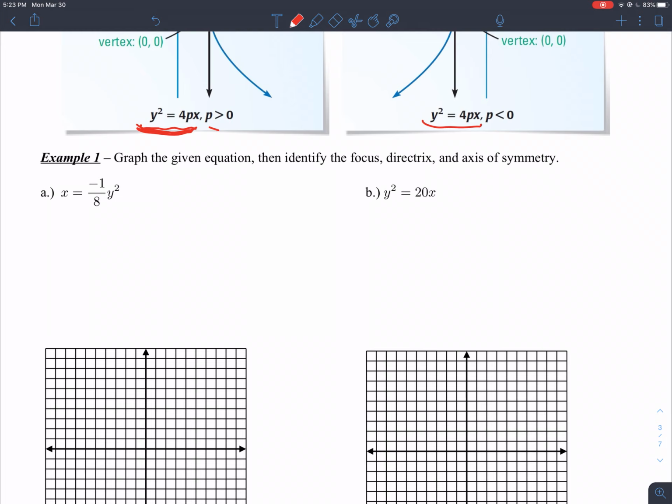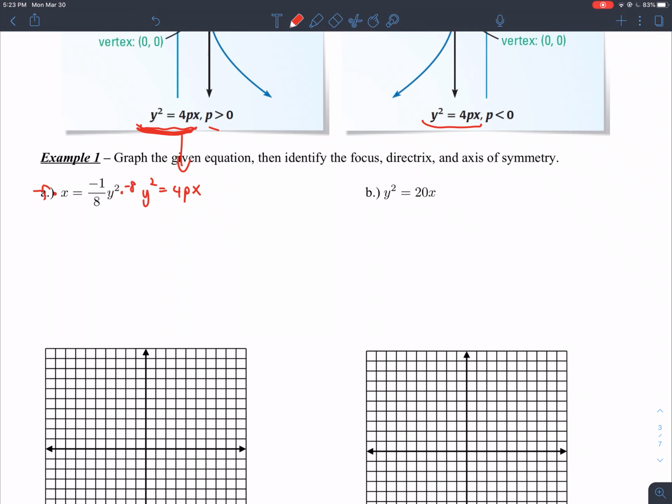We look at this equation and we go x equals negative 1/8 y squared. Well, it's got y squared. So I know that the formula that corresponds with this is y squared equals 4px. But that doesn't look like the formula. There's something next to y squared, but I don't want that. If you look at the formula, y squared must be by itself. So what you do is you get rid of that 1/8 from the y squared. And how you do that is just to multiply by negative 8.